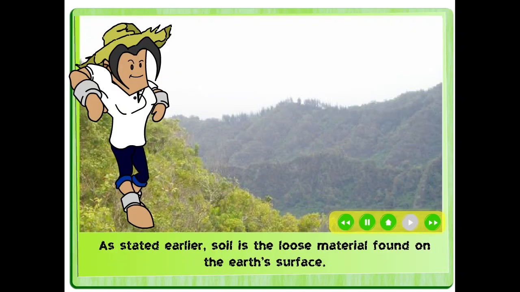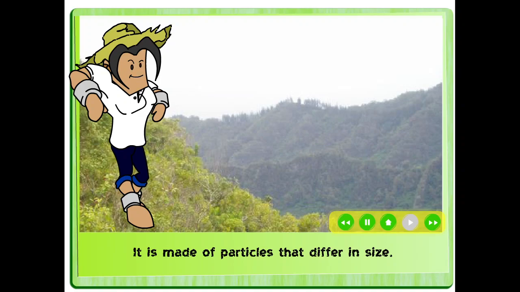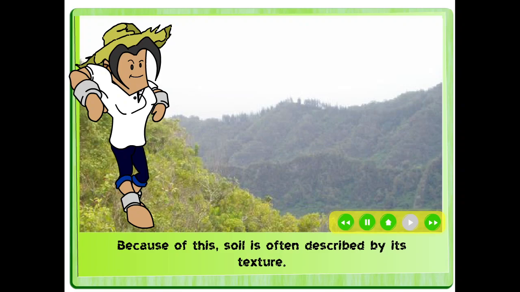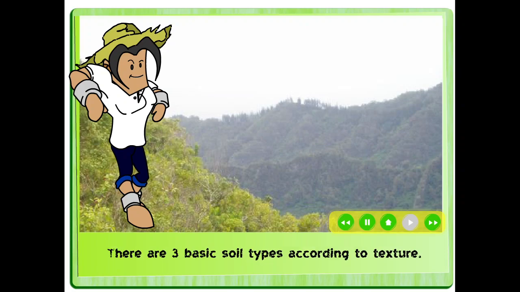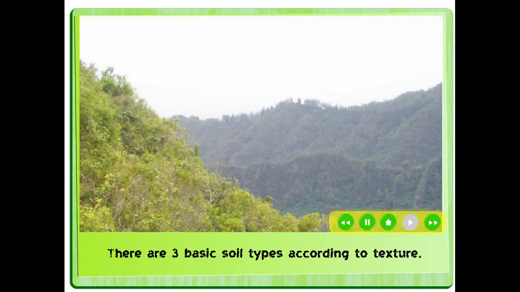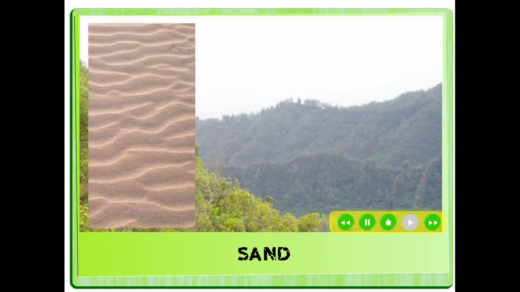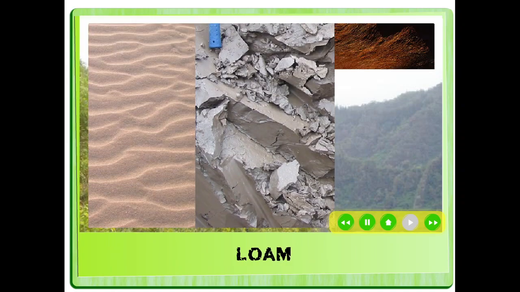As stated earlier, soil is the loose material found on the Earth's surface. It is made of particles that differ in size. Because of this, soil is often described by its texture. There are 3 basic soil types according to texture: sand, clay, and loam.